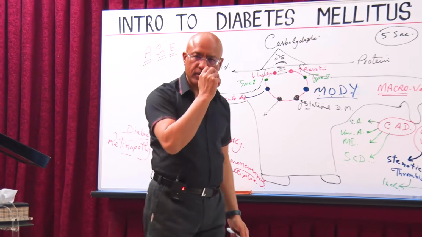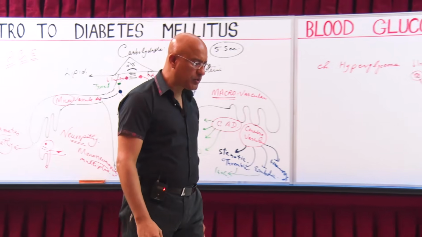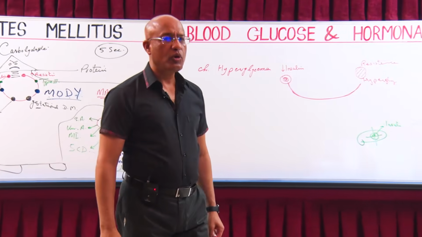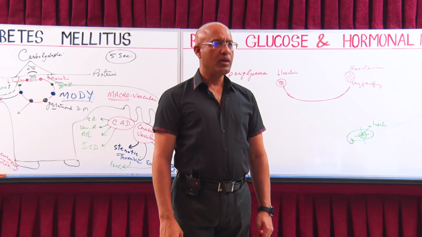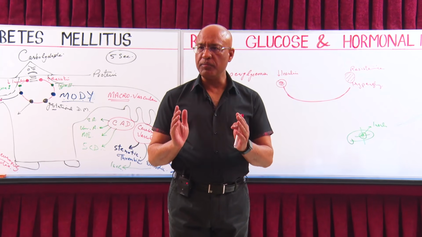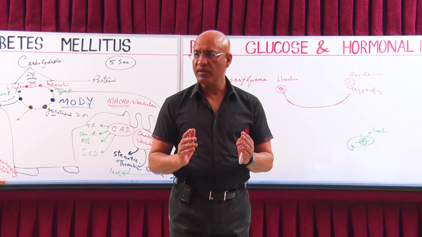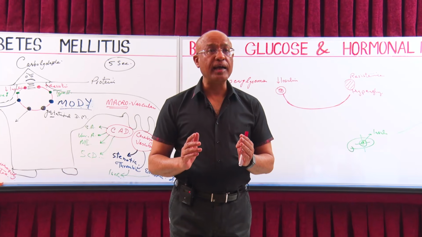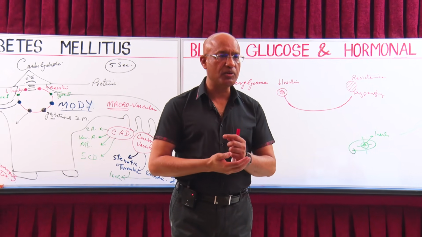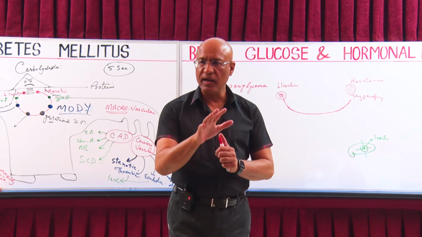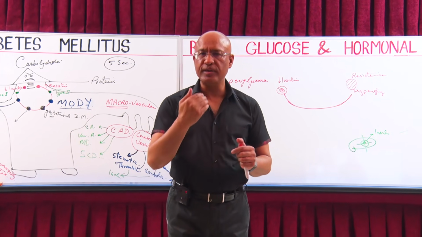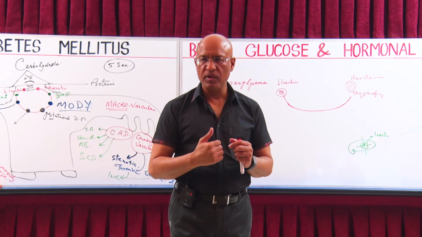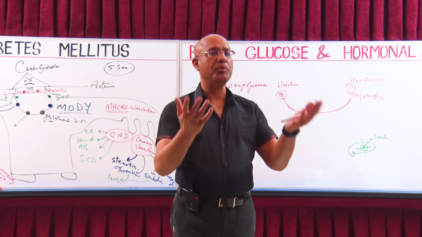Then we come to another condition. Unfortunately, diabetic microangiopathy not only damages the sensory and motor neurons, it can attack the autonomic nervous system also. And if it damages the autonomic nervous system, there will be other problems.